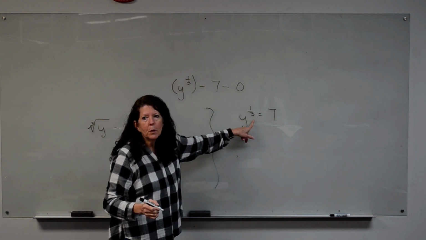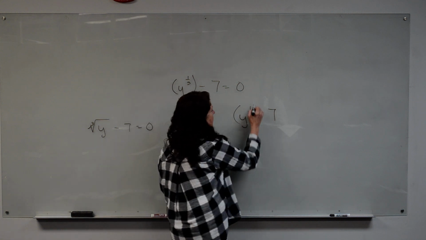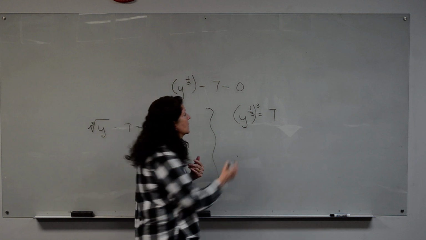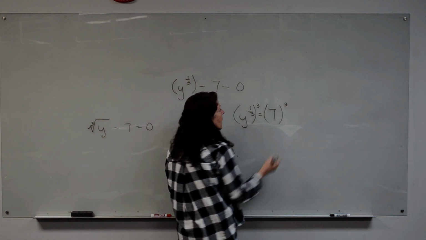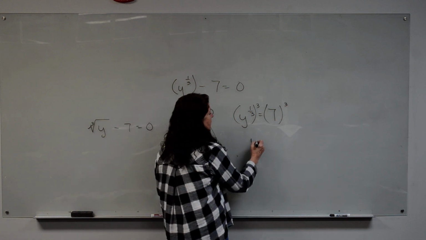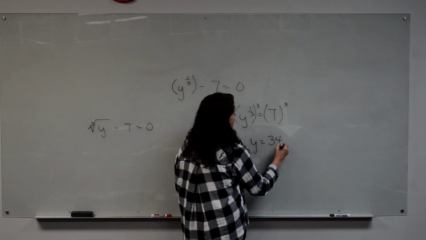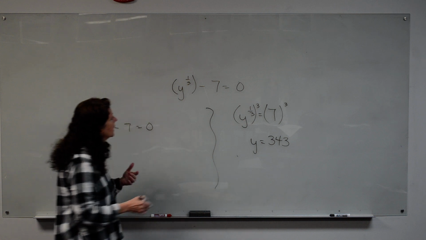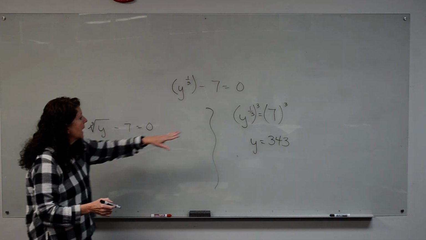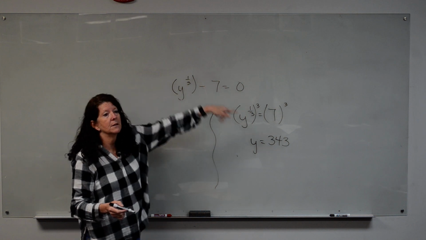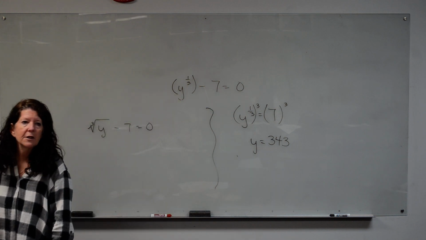Okay? If you want to keep the exponents, how do I get rid of a 1/3? Well, if I raise it to the 3rd power, it goes away. So whatever I raise to the 3rd power on one side, I've got to do to the other side. That's going to give me 343. Then if you go back in, you would say the cube root of 343 is 7. 7 minus 7 is 0. Okay, so you can do it either way.